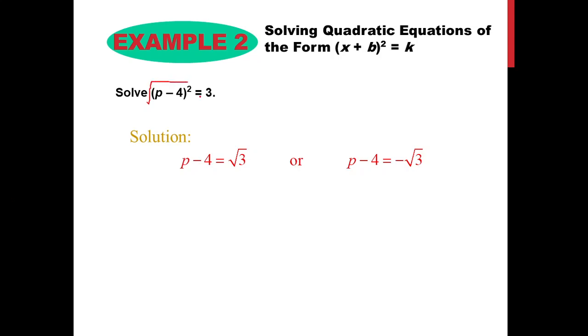Extracting the root here and here will eliminate the exponent 2 and the radical sign, leaving us with p minus 4 equals the square root of 3. Take note, we have a plus and minus value when it comes to the square root. Separating the two values, you have p minus 4 is equal to positive square root of 3, and the other one is p minus 4 equals the negative square root of 3.